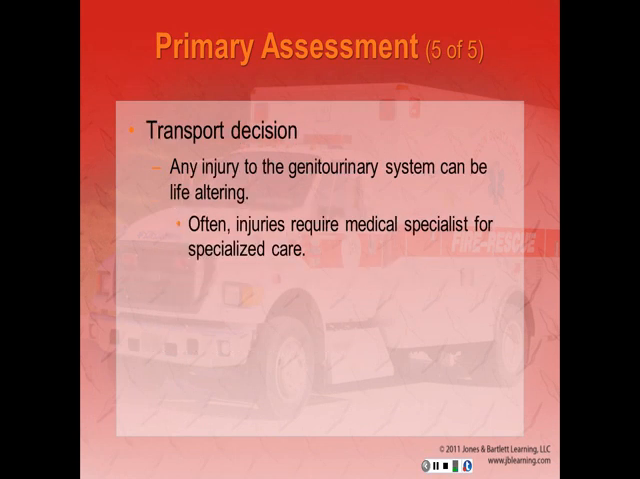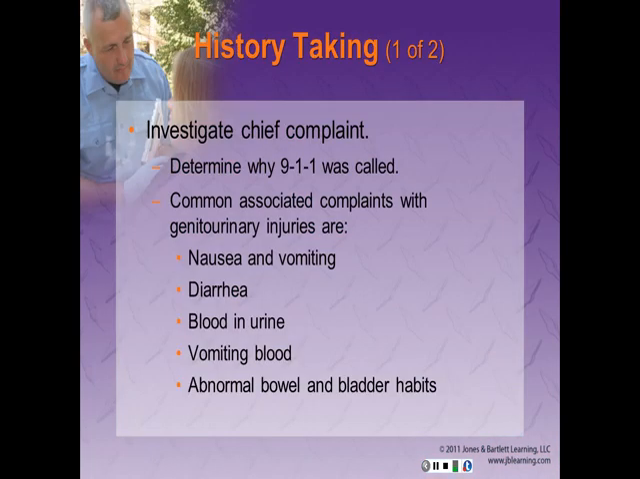Make your transport decision. Any injury to the genitourinary system can be life-altering. It often requires a medical specialist for specialized care. Investigate your chief complaint when you're taking your history. Determine why 911 was called and avoid putting words into the patient's mouth. Some common associated complaints with genitourinary injuries are nausea and vomiting, diarrhea, hematuria, hematemesis, and abnormal bowel and bladder habits.